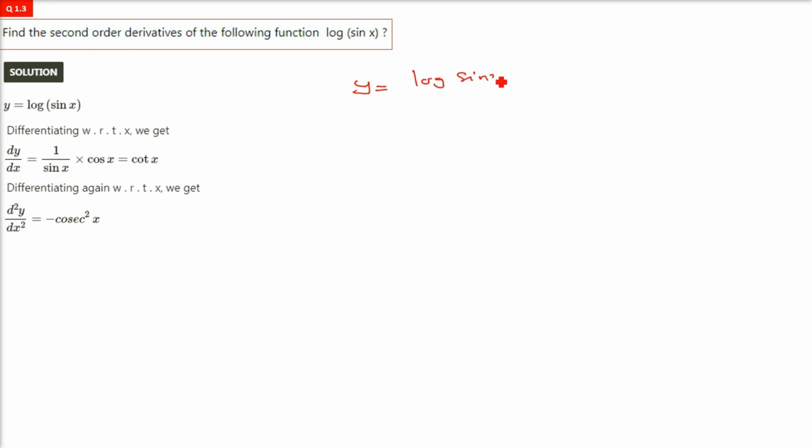Let us differentiate it with respect to x, or you can also write it as y prime. The derivative of log of anything is 1 by that thing. So 1 by sine x. Differentiation of sine x will be cos x. So cos x by sine x is simply cot x, and we know the differentiation of cot x.